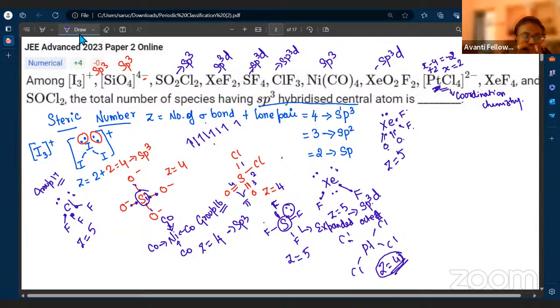Okay, so look over here. What would be the configuration of platinum? It is going to be 1, 2, 3, 4, 5, 6, 7, 8, 9. The outermost configuration is 5d9 6s1 for platinum. You're going to remove 2 electrons, so 1 electron from s and 1 electron from the d orbital. That is why I have written 8 here.